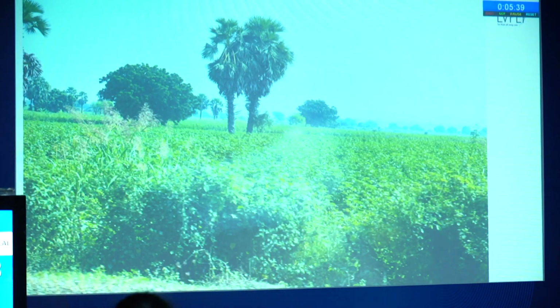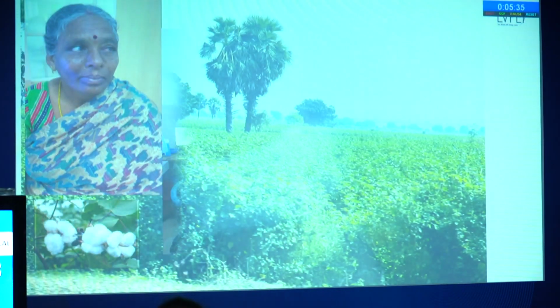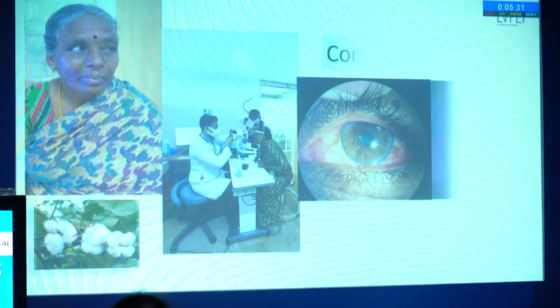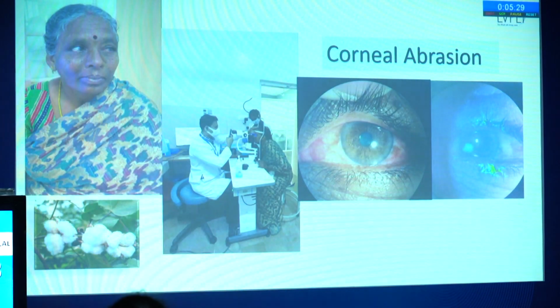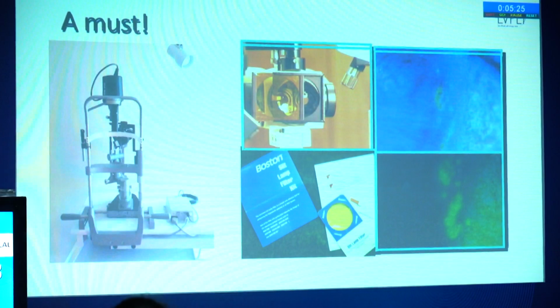So this is a lady who had come to us while working in the field. She was plucking cotton and she had a red eye, and when we put fluorescein, you can see the corneal abrasion which was shown earlier. So a slit lamp is a must, along with yellow filters, for everyone.